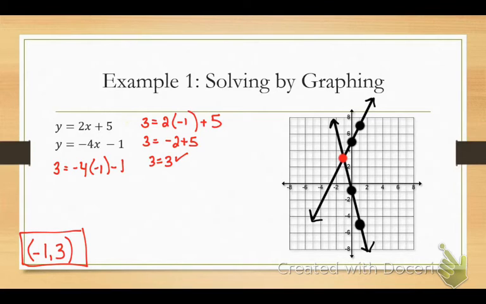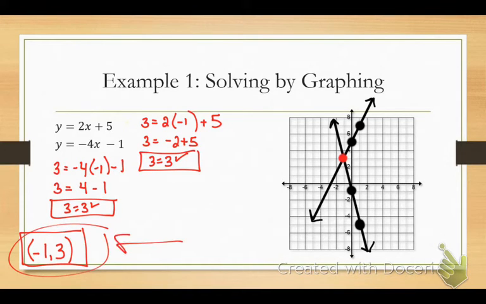Positive 4. Okay, negative times a negative is a positive. 2 negatives. 3 equals 4 minus 1. What's 4 minus 1, guys? 3 equals 3. So you see with the graph, now you don't have to do the checking. Okay, the solution is -1, 3. But the checking still works. Okay, the checking does still work. All right, let's look at the next problem.